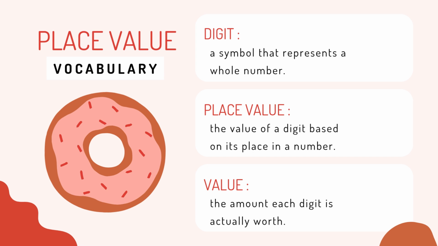Let's take a moment to understand some key vocabulary. A digit is a symbol that represents a whole number like 0 to 9: 1, 2, 3, 4, 5, 6, 7, 8, 9, 0. Place value is the value of the digit depending on where it is in the number. Value is how much a digit is actually worth in a number. And we'll keep coming back to these definitions, so try to remember them.